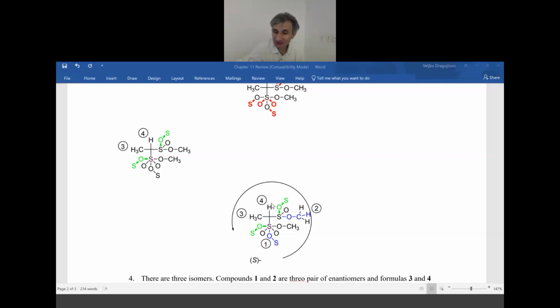And this is a Fischer projection. So vertical substituents are behind the plane of the drawing. We can ignore hydrogen, lowest priority substituent, because it's on a vertical bond behind the plane of the drawing, to the back. So priorities are 1, 2, and 3. That's counterclockwise, or S.